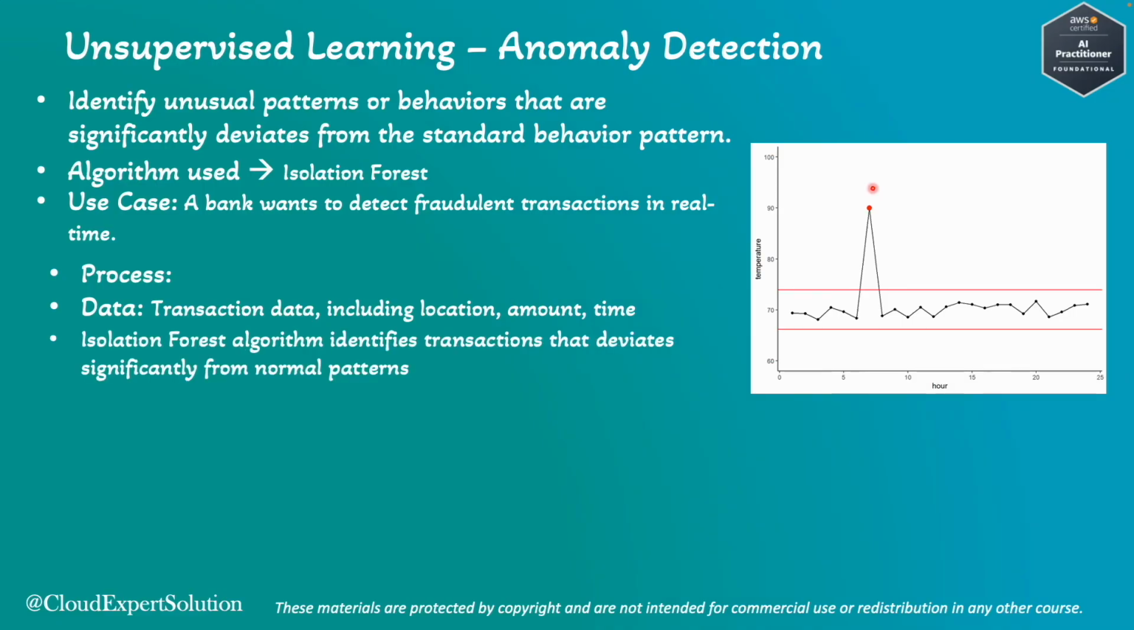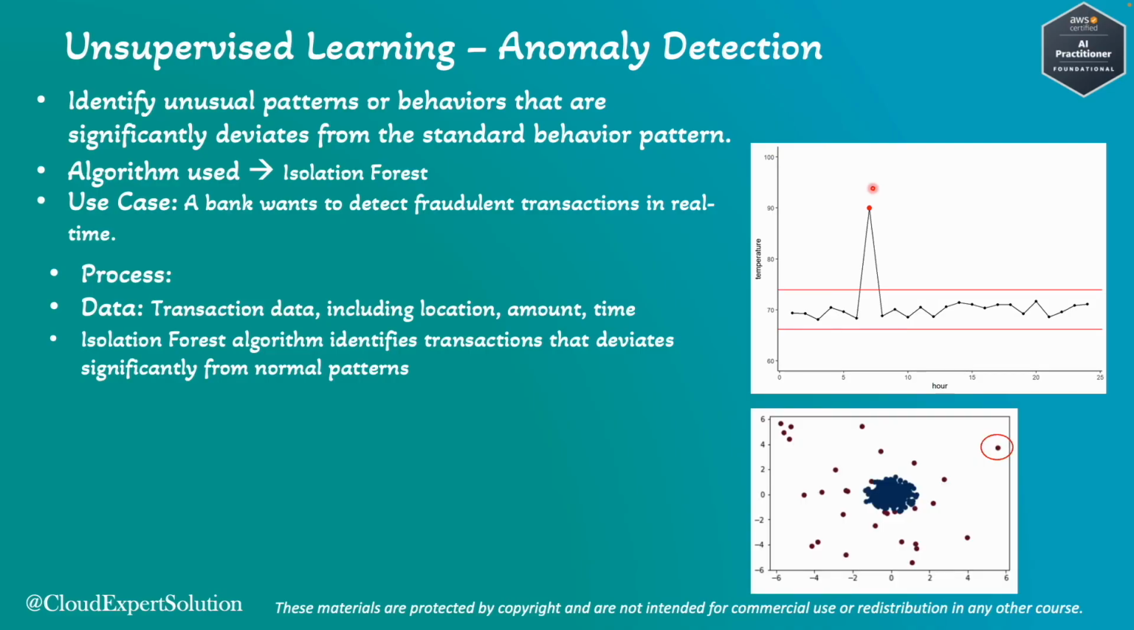The isolation forest algorithm identifies all the transactions that deviate significantly from the natural pattern. This is one example of an isolation forest graph that I have taken from the internet. You can see this data point is far away from the regular patterns. That is why the algorithm detects it as a potentially fraudulent transaction.